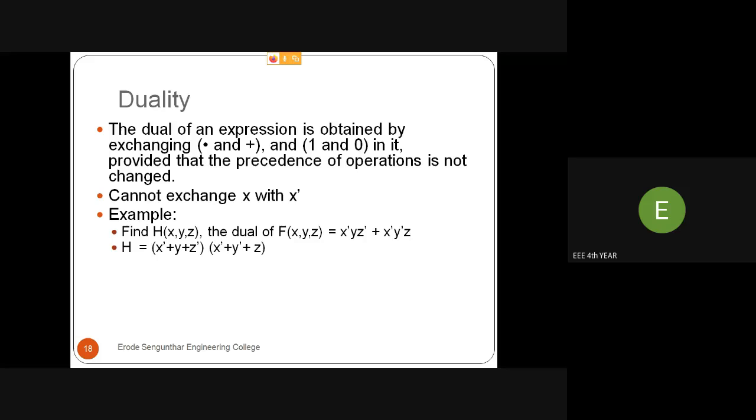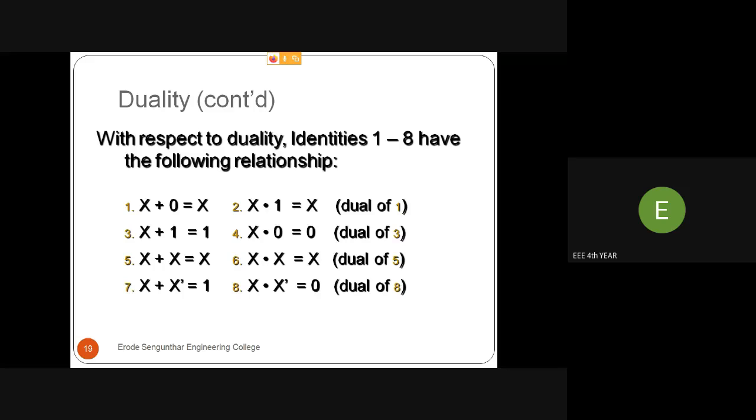So, for duality, it is obtained by exchanging product with addition. So x bar into y bar into z bar is converted as x bar plus y bar plus z bar. Now the sum is converted into dot. Now x bar plus y bar plus z is another term. This is the duality.